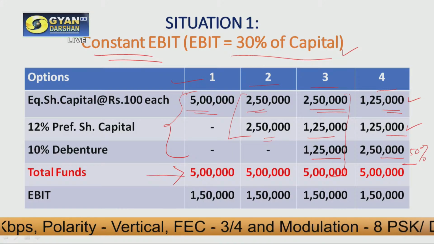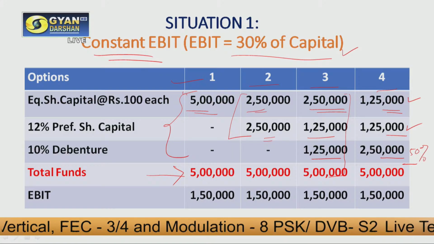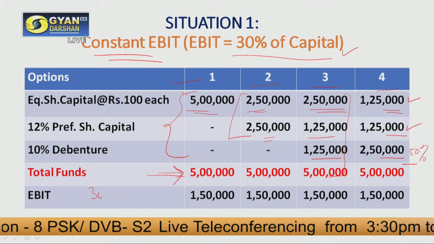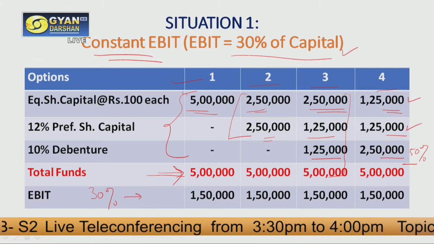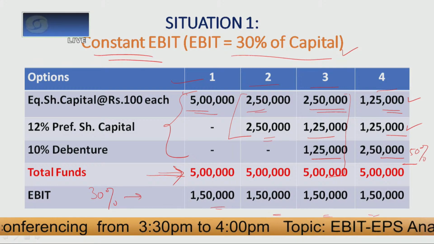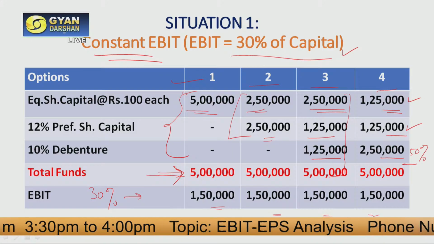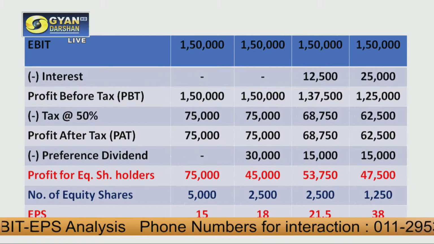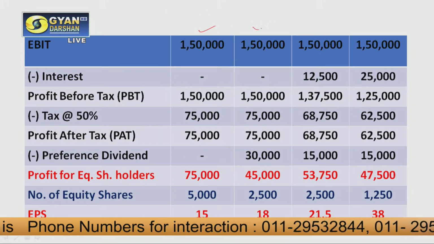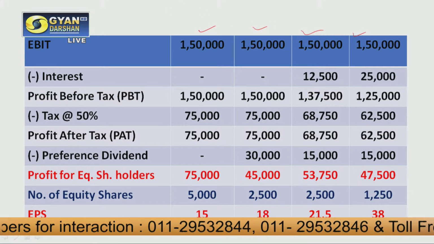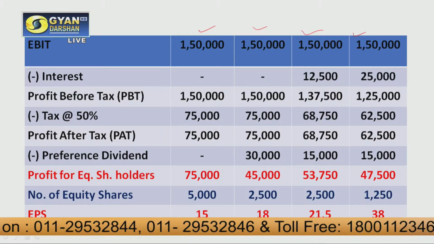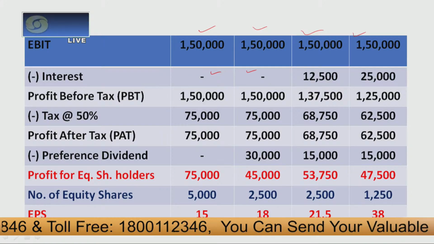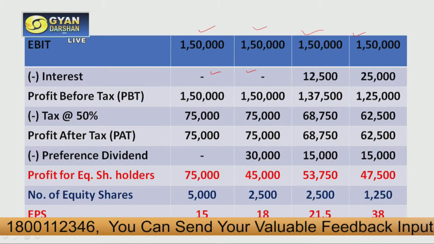Since EBIT is 30% of capital, and our capital is 5 lakh, in each case 30% of 5 lakh will be our EBIT, that is rupees 1,50,000. Now let us see how EPS is reacting to different financing patterns. In this case, we are taking EBIT as 1,50,000, out of which we have to deduct interest. But in the first 2 cases, since we don't have capital from debt, there is no need to deduct interest.